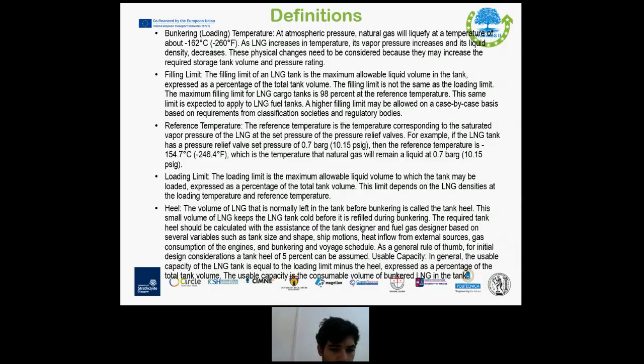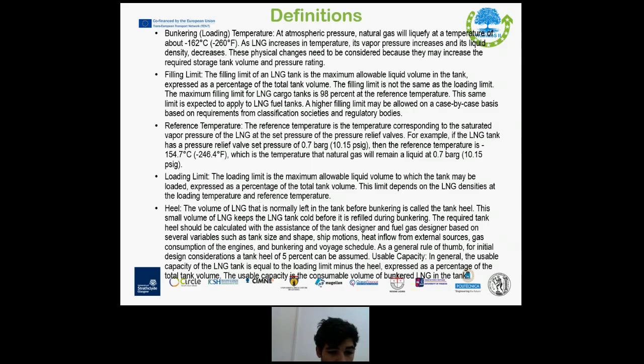Reference temperature. The reference temperature is the temperature corresponding to the saturated vapor pressure of the LNG at the set pressure of the pressure relief valves. For example, if the LNG tank has a pressure relief valve set pressure of 0.7 bars, then the reference temperature is -154.7 degrees Celsius, which is the temperature that natural gas will remain liquid at 0.7 bars.